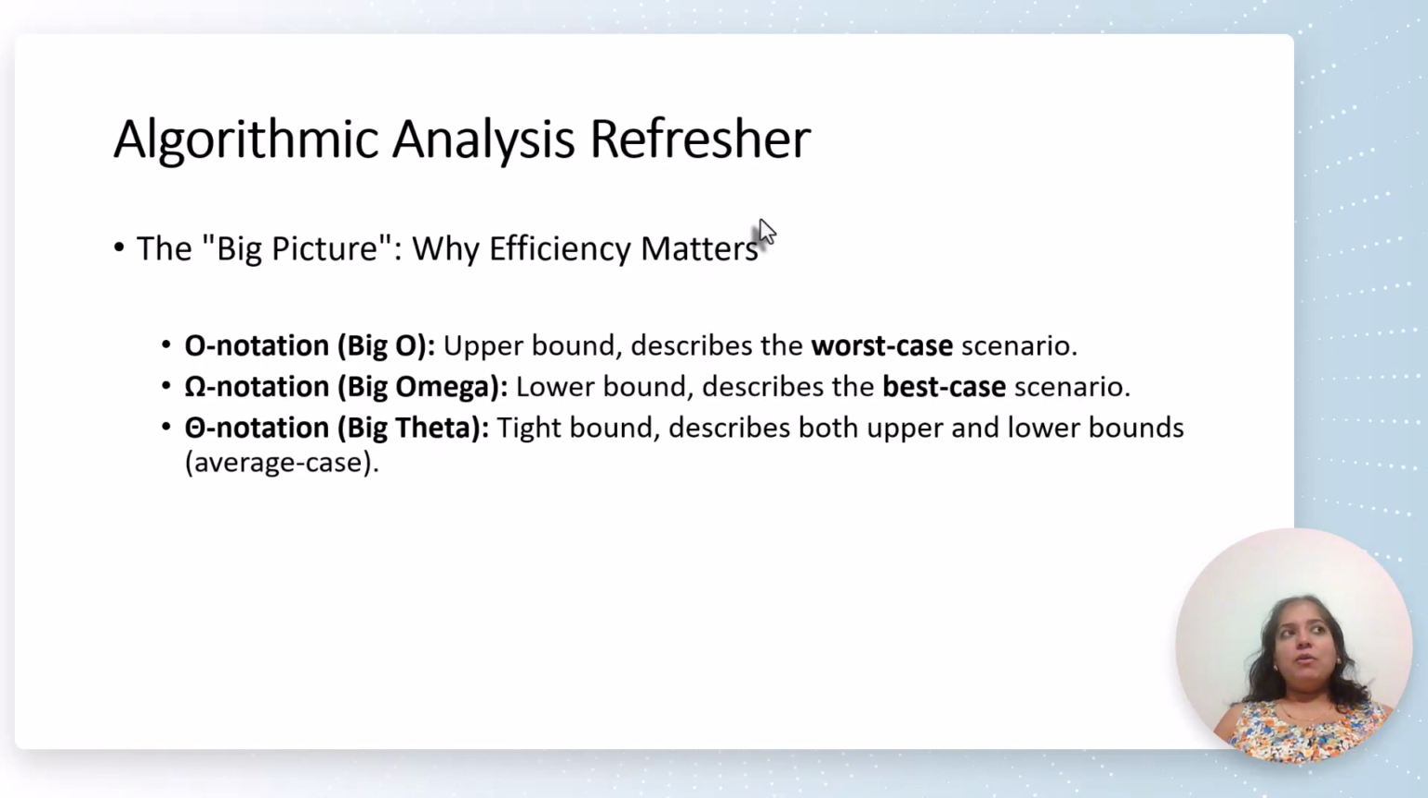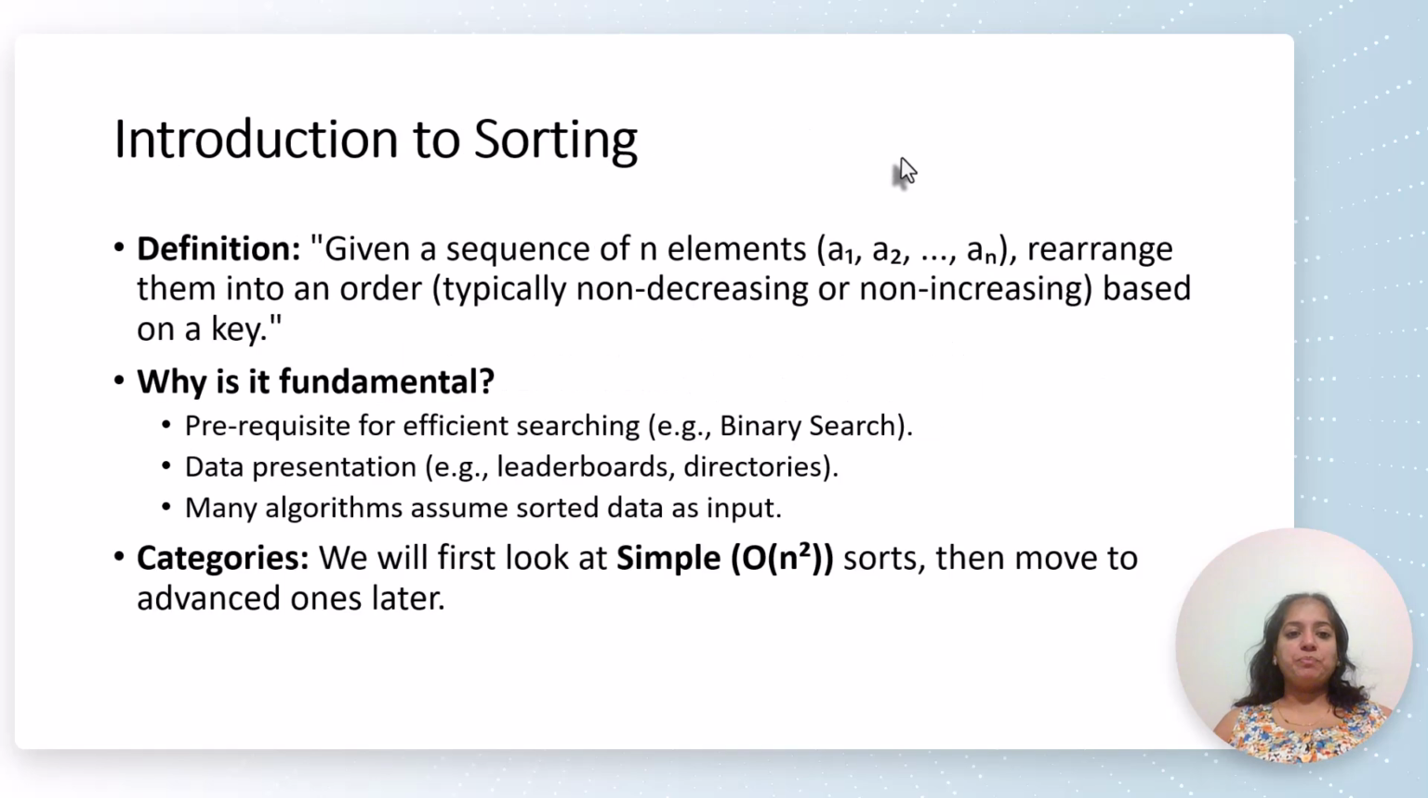If we go for the recap of what we did last week, we discussed the efficiency of the algorithms, like the worst case complexity, best case complexity, and the average case complexity. Big O notation we use for the worst case complexity, which is the upper bound. Omega notation we use for the lower bound, which describes your best case scenario. And theta notation is a tight bound which defines both your upper bound as well as lower bound, and this is also known as the average case complexity.